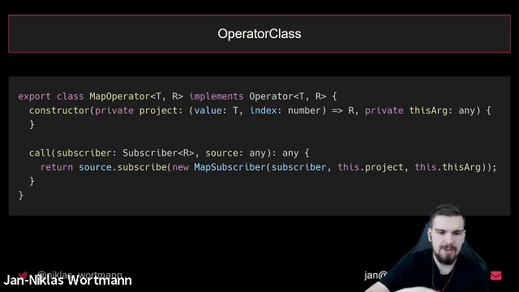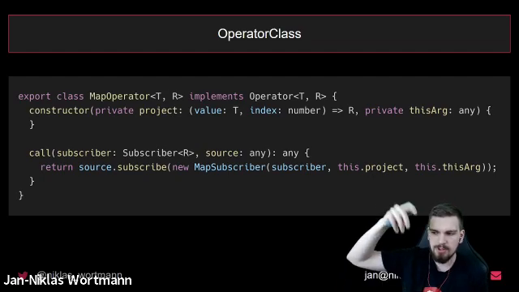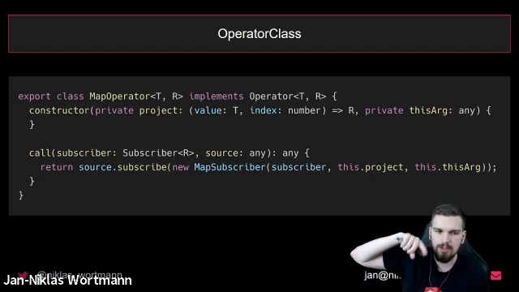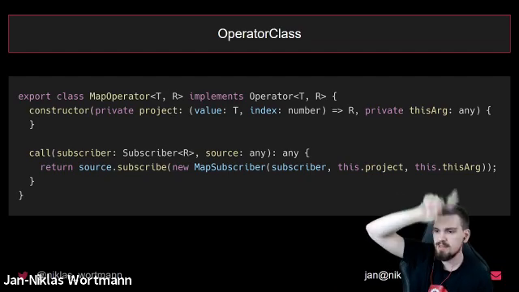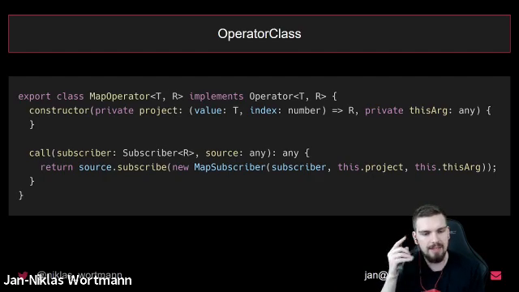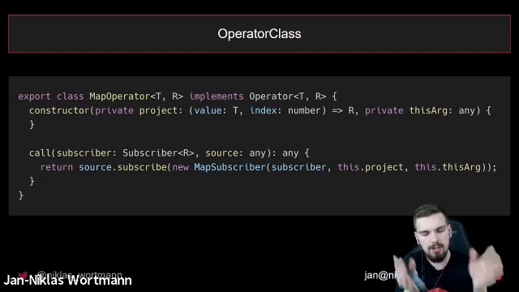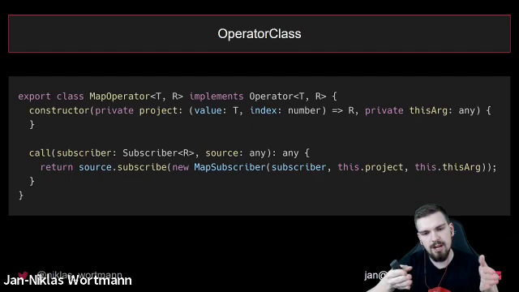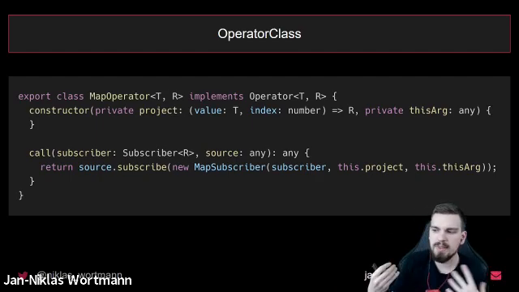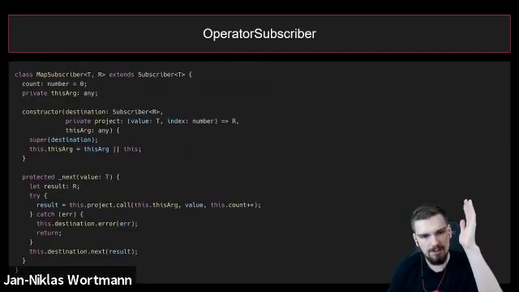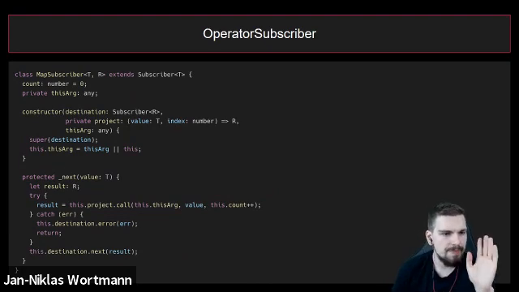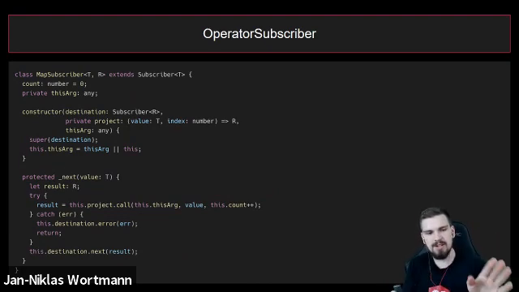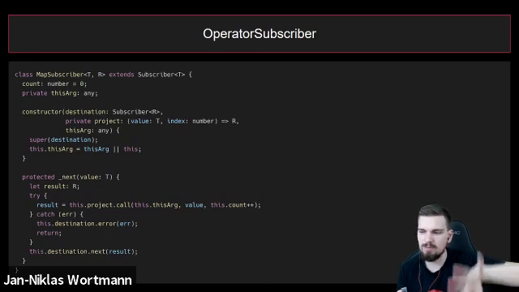We are taking the subscriber, because we remember we're getting a subscriber from the observable subscribe, and then we pass that through. In that call method, we say source subscribe, and we create a new map subscriber. And this map subscriber, if we take a look at it, is extending the subscriber class. I'm sorry if that is a little bit large.